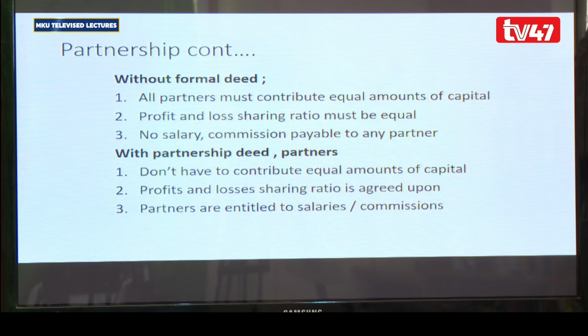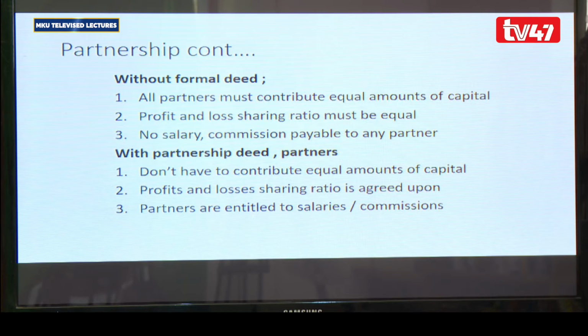There are no salaries or commissions that any partner can earn. Even if, for example, one of the partners is working for the partnership, he cannot earn any salary or commission. That is when they are operating without a formal deed or agreement.